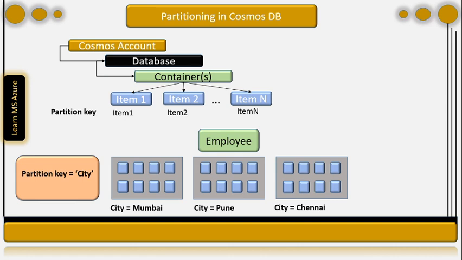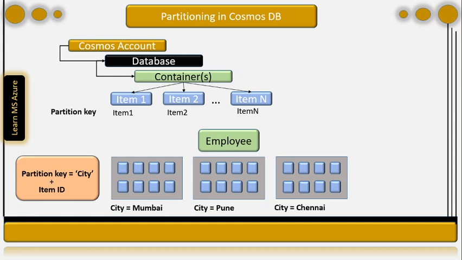In addition to the partition key that we define, there is one more key that is present, which is known as the item ID. Each item in a container has an item ID which is unique within each partition. Hence we can say that partition key and item ID create the item's index, which uniquely identifies the item present.